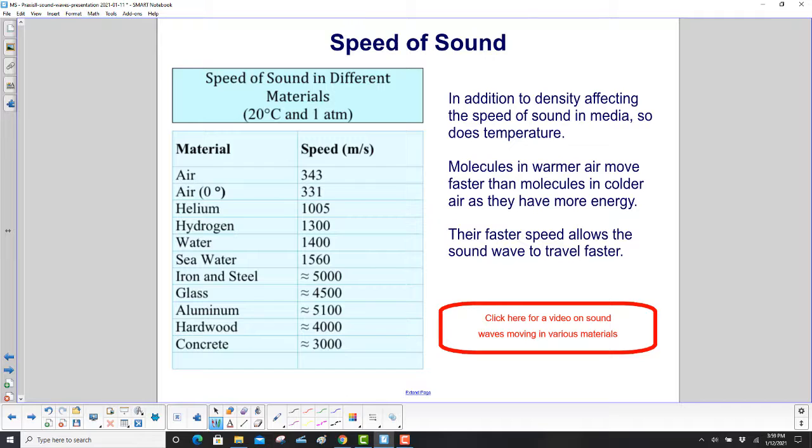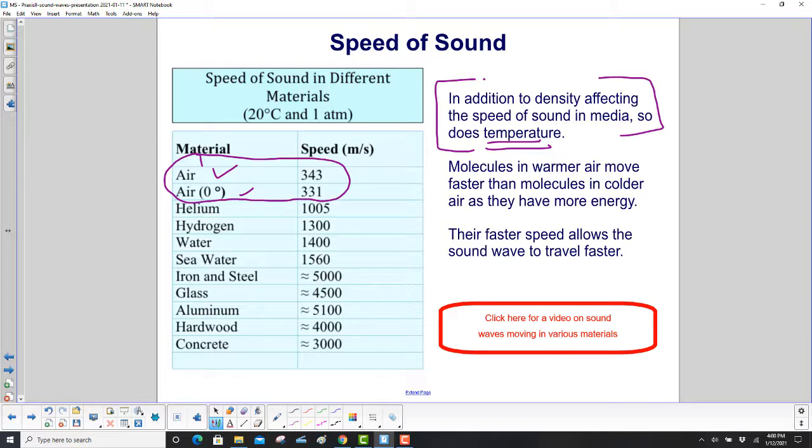In addition to density affecting the speed of sound in media, so does temperature. Okay, here's air. Air's the same media, but it has a different temperature. Here's 0 degrees, and here's air, normal air, which is a lot warmer. Molecules in warmer air move faster than molecules in colder air as they have more energy. Their faster speed allows the sound wave to travel faster.